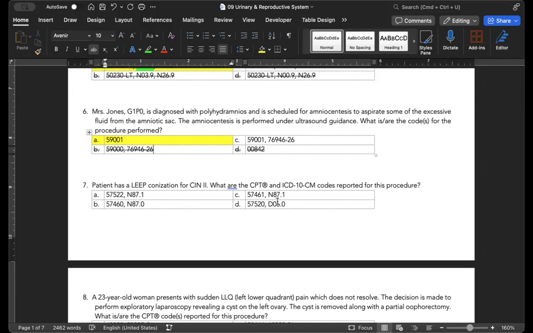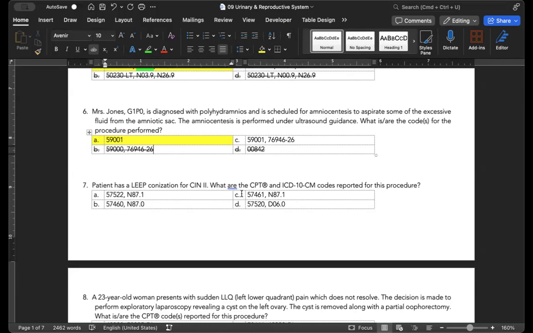57522 can be a conization of the cervix with or without fulguration, with or without D&C, with or without repair, and it's for a loop electrode excision. And then 57520 is cold knife or laser. So let's go look at the 57460 because these are very similar in wording. 57460 is for a colposcopy of the cervix, including upper and adjacent vagina, with loop electrode biopsy of the cervix. 57461 is the colposcopy of the cervix, including upper and adjacent vagina, with loop electrode conization of the cervix.